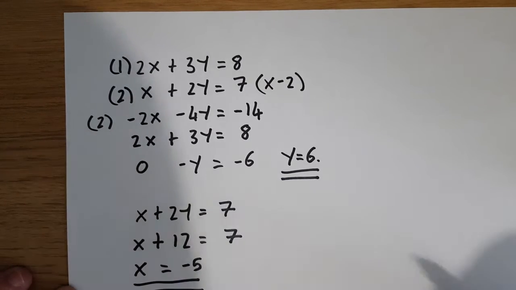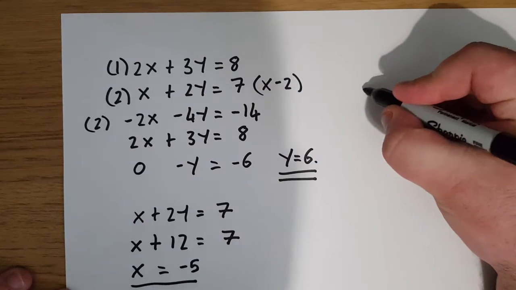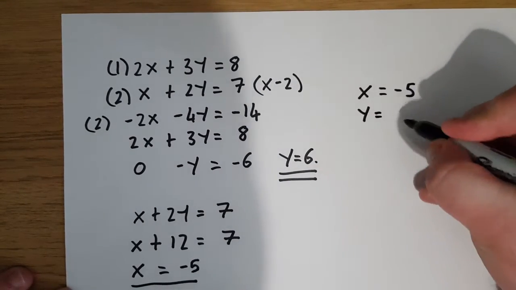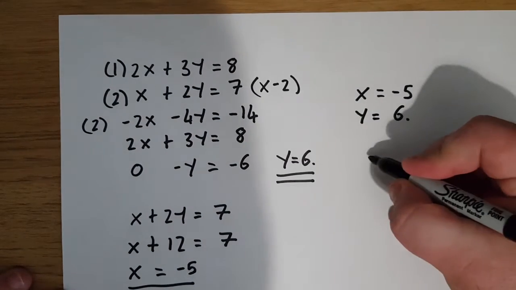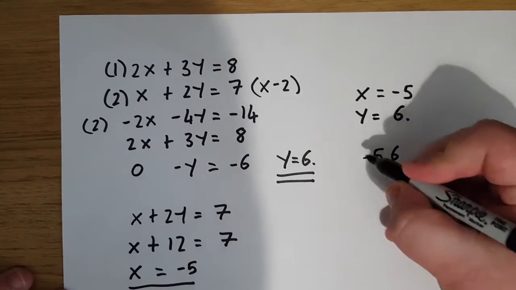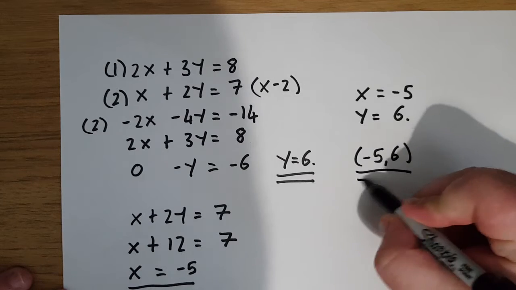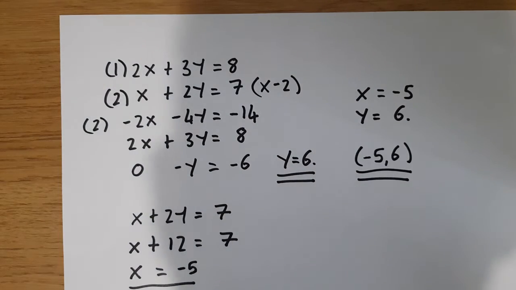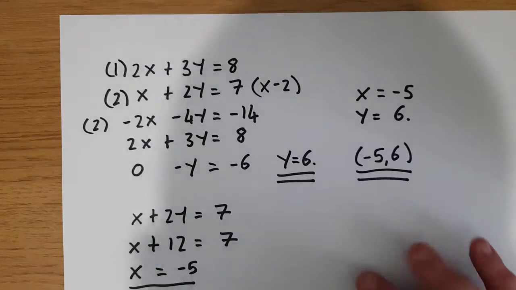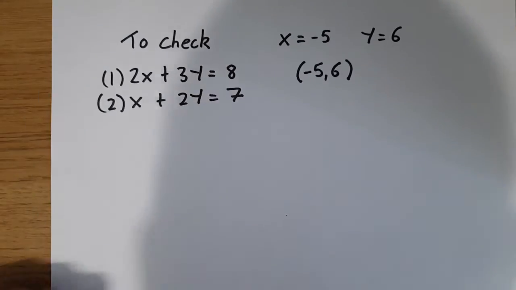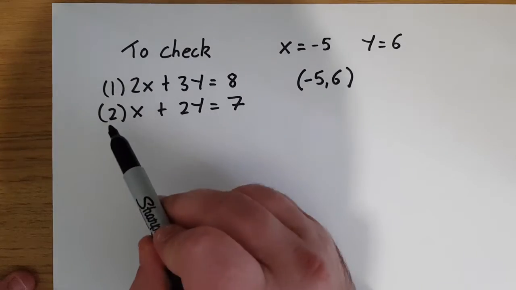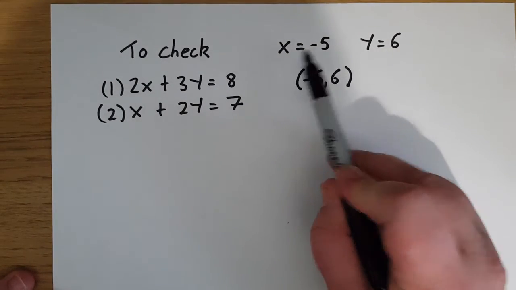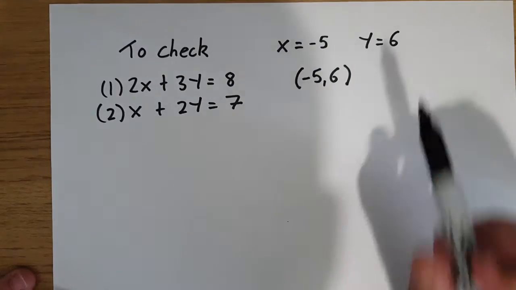So there we have it. The solution to the simultaneous equation is x equals minus 5 and y equals 6, which can also be written minus 5, 6. So if we want to check and see if what we've done is correct, there is a simple method of checking our solutions. So to check, we go back to equation 1 and equation 2, and the answer that we found previously was x equals minus 5 and y equals 6.